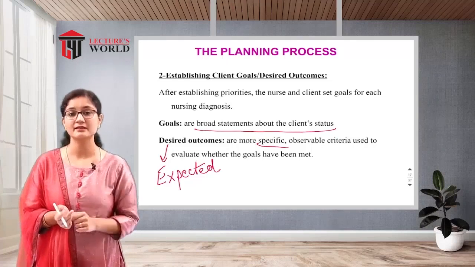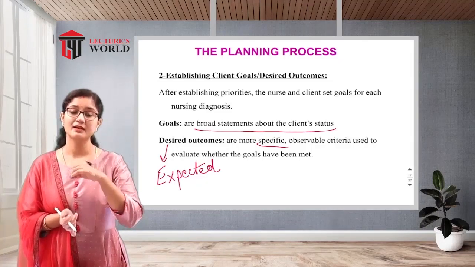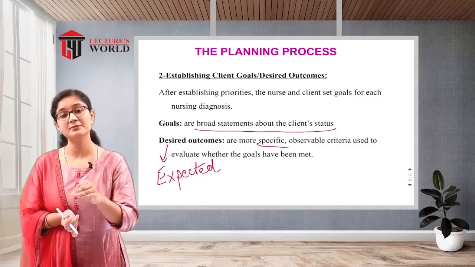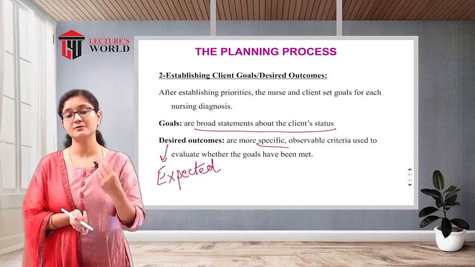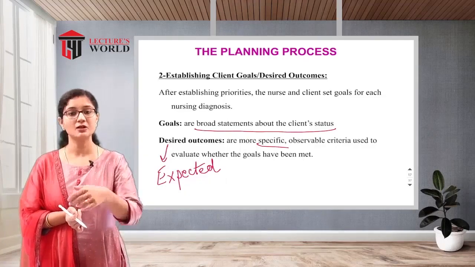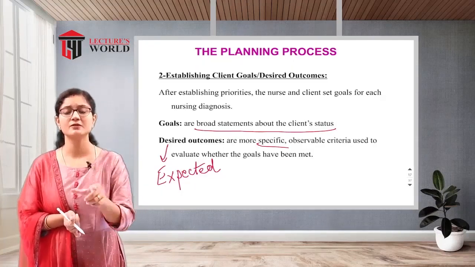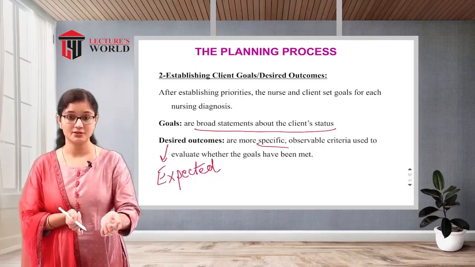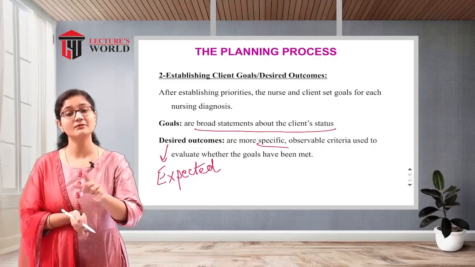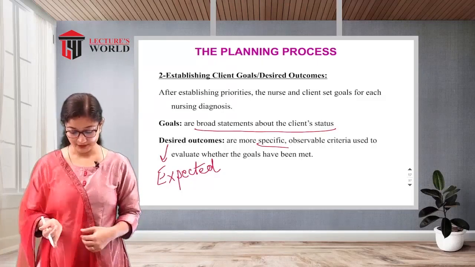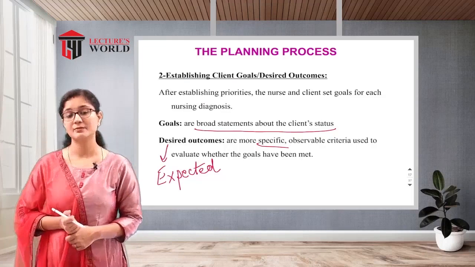For example, I gave you an example of fever. The client's temperature will be 100 degrees Fahrenheit after 1 hour of administration of antipyretic or after providing a tepid sponge. This I have nicely written as observable, because I can check the temperature on the patient with a thermometer and then see after 1 hour. So these are specific observable criteria used to evaluate whether the goal has been met.